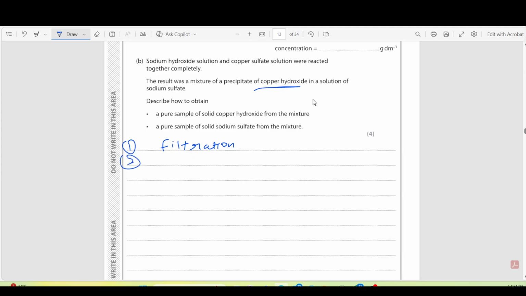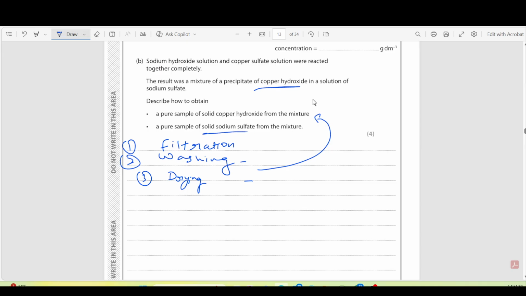Then we need to do washing. You have to explain all of this, what I'm saying here. Washing means we wash the residue with a small amount of distilled water to remove any remaining sodium sulfate solution. Third step is drying. Leave the copper hydroxide in a warm place or a drying oven to dry. Then we obtain a pure sample. This is for copper hydroxide.